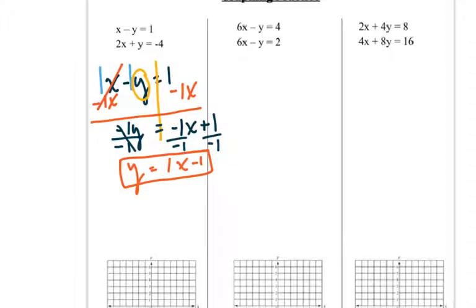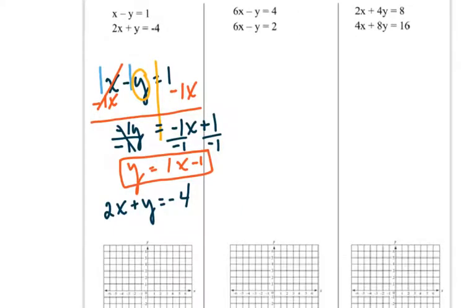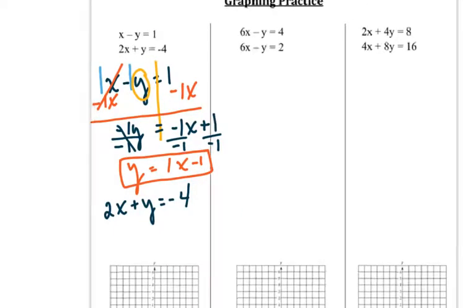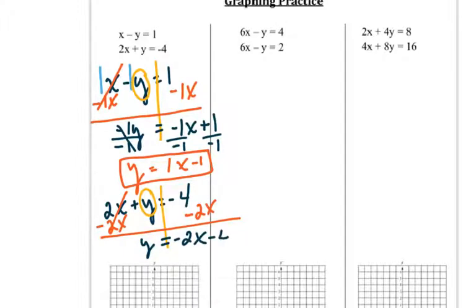So now we're going to do the same thing, but with the second equation. 2x plus y is negative 4. I need to get y by itself. Draw my border. In order to move the x to the other side, we have to subtract 2x and subtract 2x. There's just a y there, so y equals negative 2x minus 4. Y is by itself, so we are done with this question.